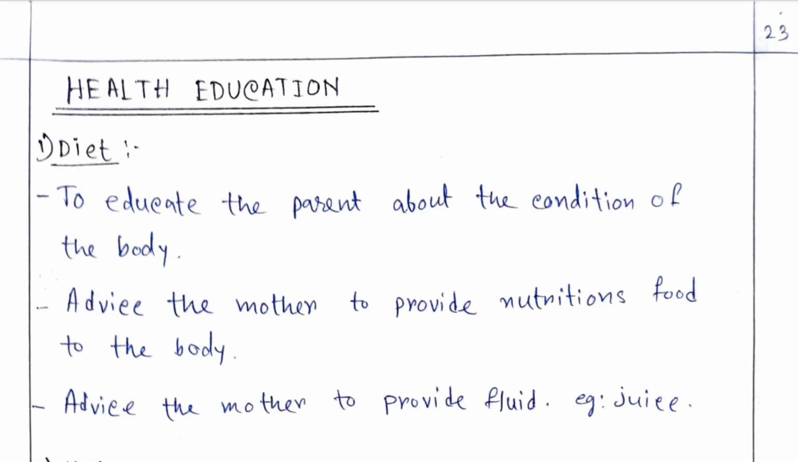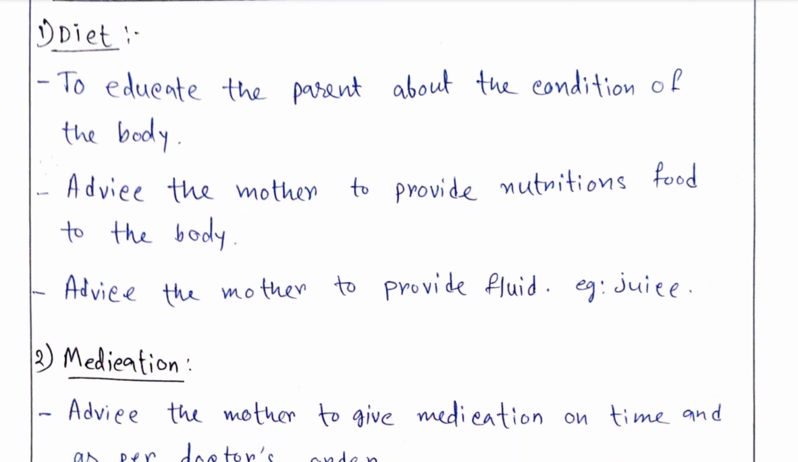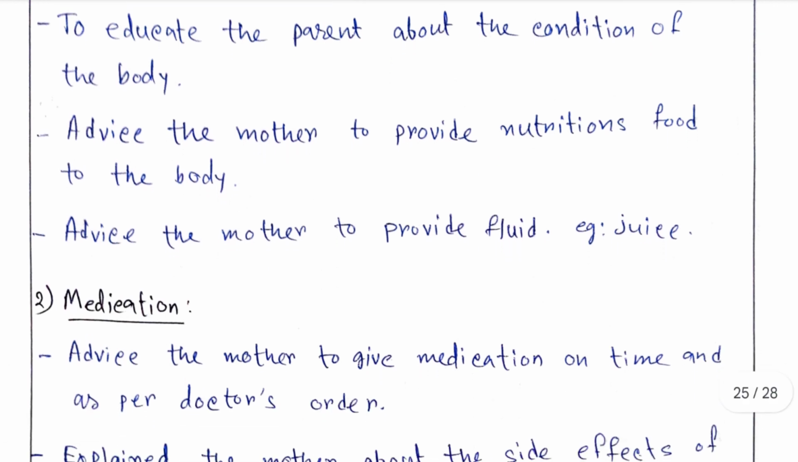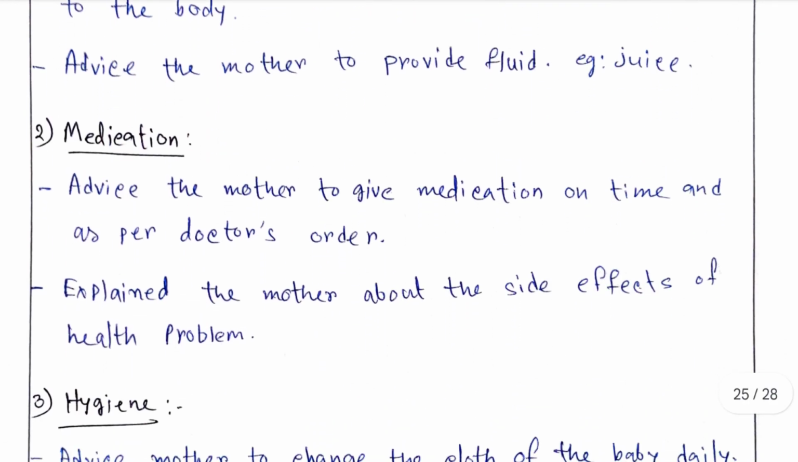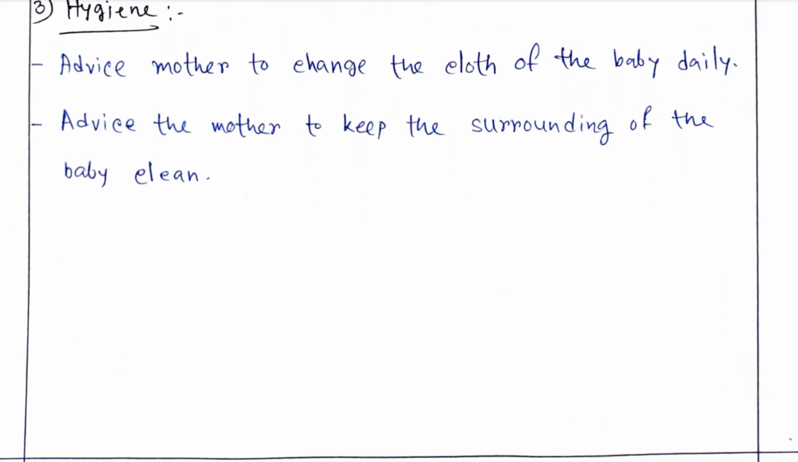Next is health education. Diet: educate the parents about the condition of the baby, advise the mother to provide nutritional food to the baby, advise the mother to provide fluid, for example juice. Medication: advise the mother to give medication on time and as per doctor's order, explain to the mother the side effects of the health problem. Next is hygiene. Advise mother to change the clothes of the baby daily. Advise the mother to keep the surroundings of the baby's body clean.